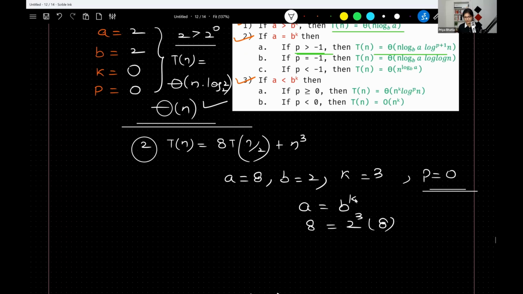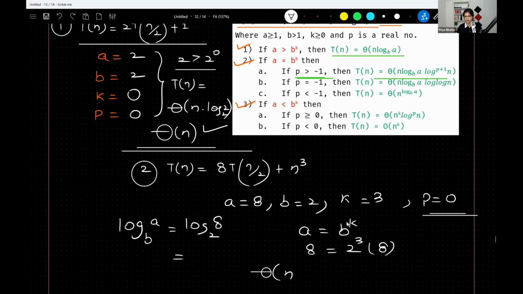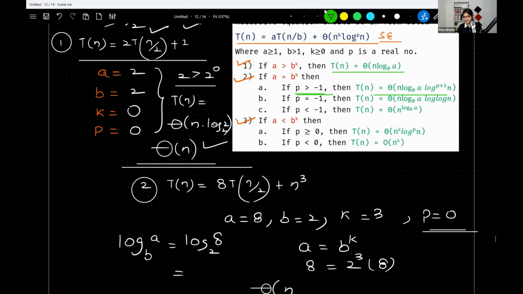So it is nothing but theta of n into log of A base B. Try to compute here: log of A base B, log of 8 base 2. What is the answer? Solve this. By the way, it is a power. This chart is not mentioning it correctly. I think there is a diagrammatic mistake.